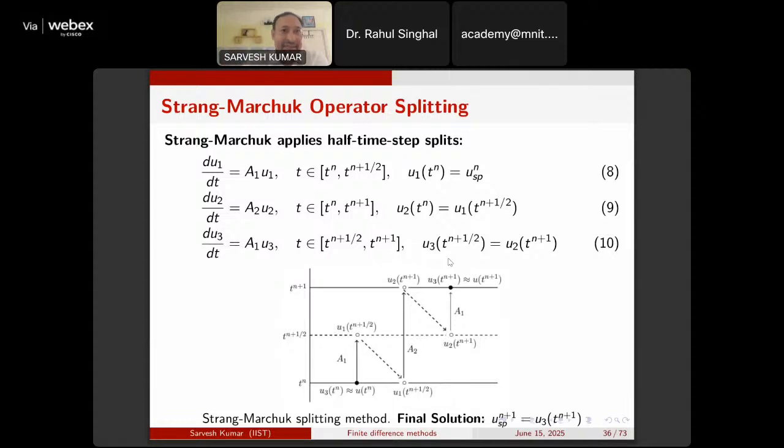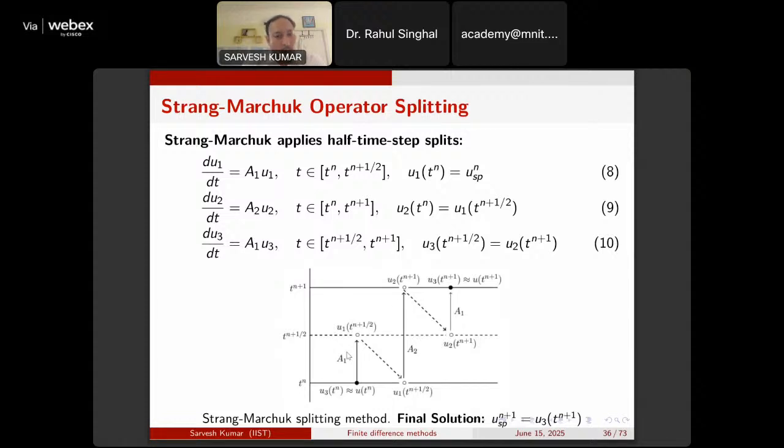This was Strang and Marchuk operator splitting. So you have three now: du1 by dt equals A1 u1, du2 by dt equals A2 u2, and so on. You divide the whole interval like this, tn, tn plus half, and tn plus 1. Now you have to solve this and get your u. So the idea is that u1 at tn will be u splitting at tn, u2 at tn will be this, which is known, etc.